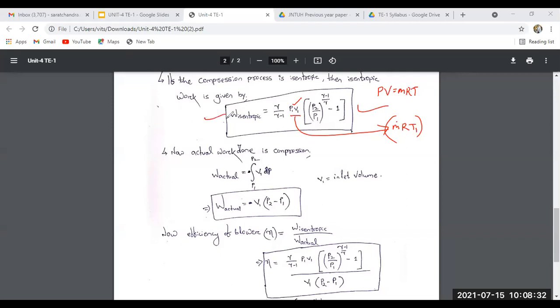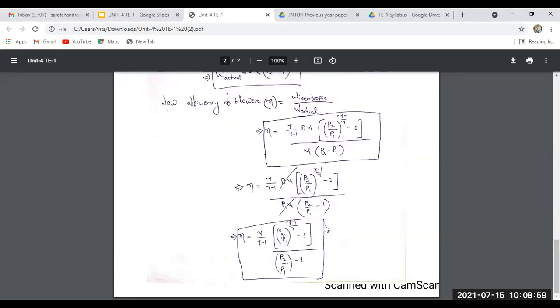This is the isentropic work we have calculated, and the actual work is the integration of V dP, so volume V1, the entrance volume, into P2 minus P1. This is the actual work. The ratio between isentropic work and actual work gives us the efficiency of the root blower compressor.